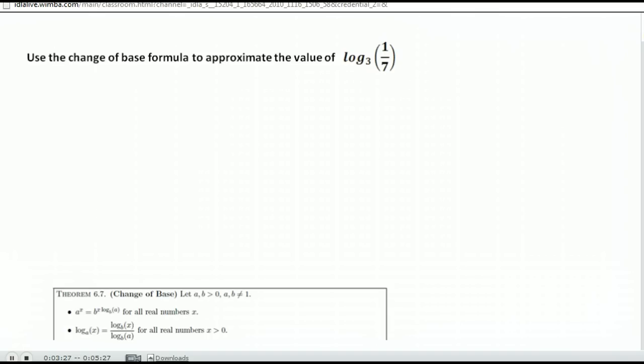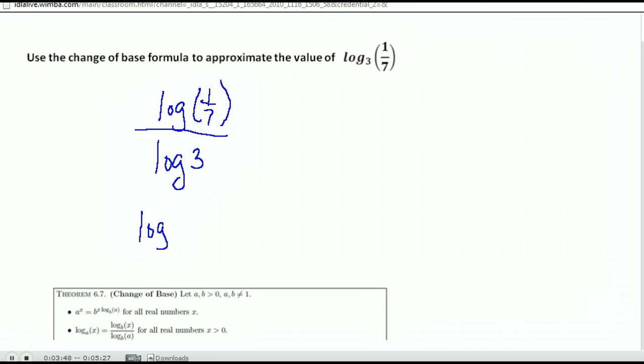All right, use the change of base formula once again to find log base 3 of 1/7. So again, we put, say, log of 1/7. We're going to divide that by the log of 3, just a common base. Again, you could use natural log also if you want to. Just be very careful when you put this into your calculator. Make sure you put the 1/7 in parentheses, or it may calculate it incorrectly.